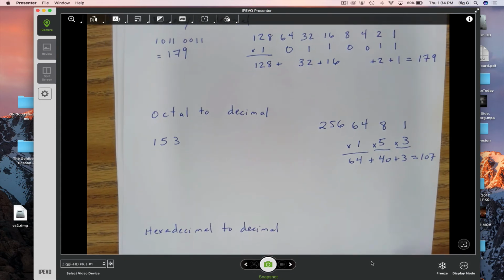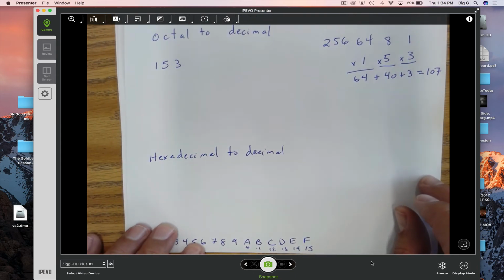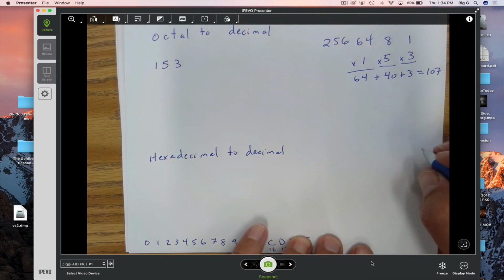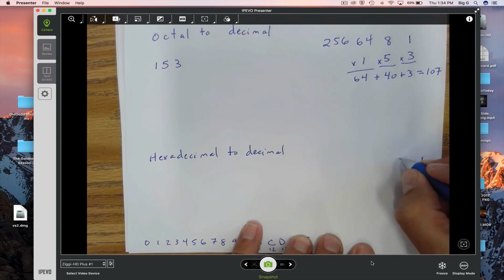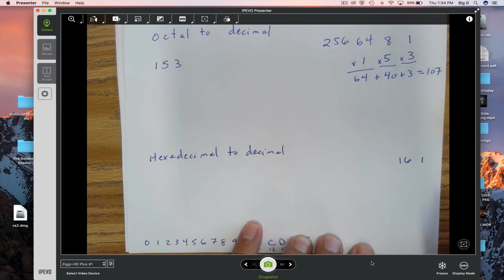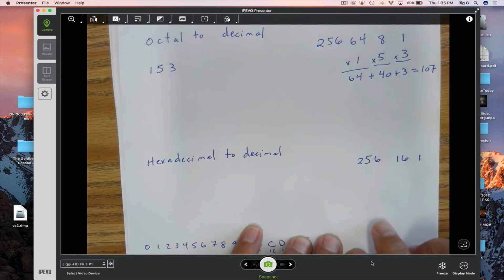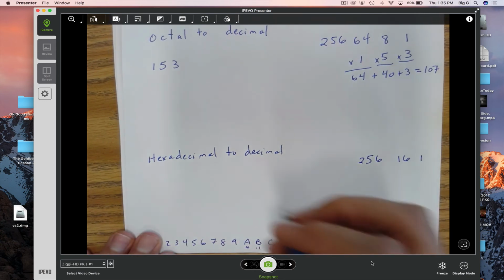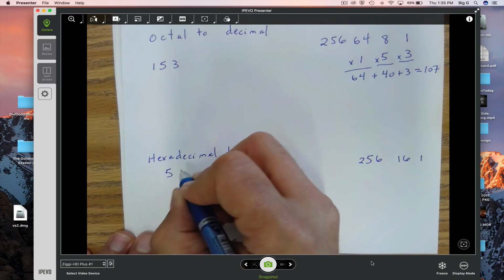So next is hexadecimal, and it's the same type of thing. Hexadecimal is base 16, so I'd start on the right, and I'd put a 1, and then I go up by 16. So the next number would be 16, and the next number would be 256. And let's see, what am I going to convert to hexadecimal? I'm going to convert 5C.